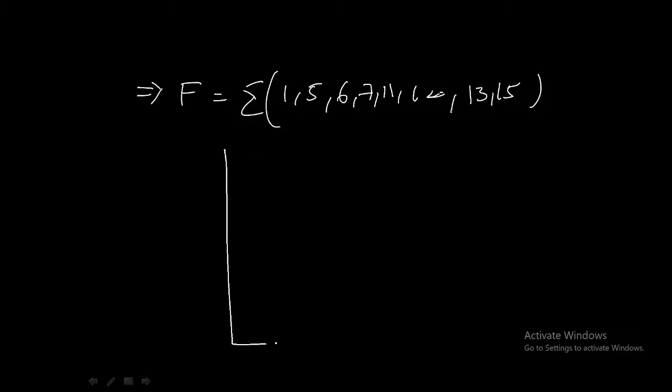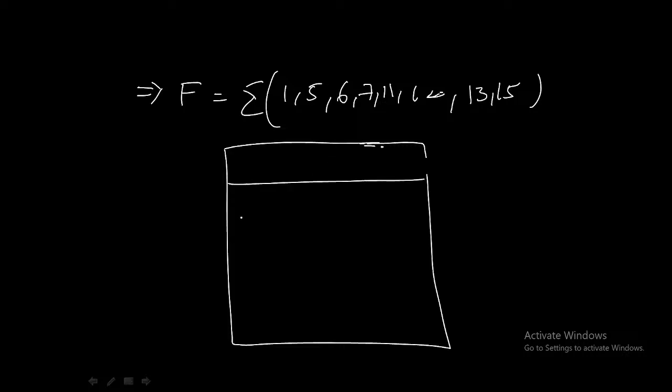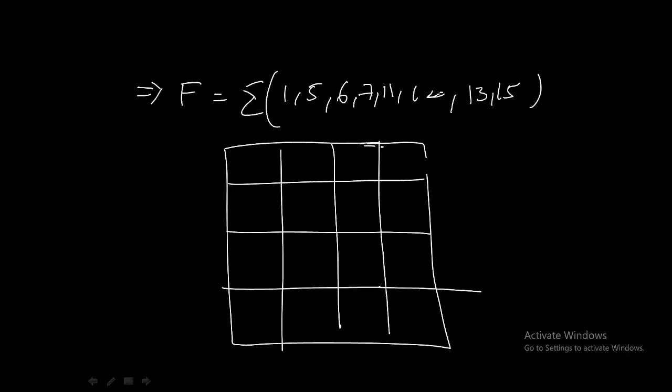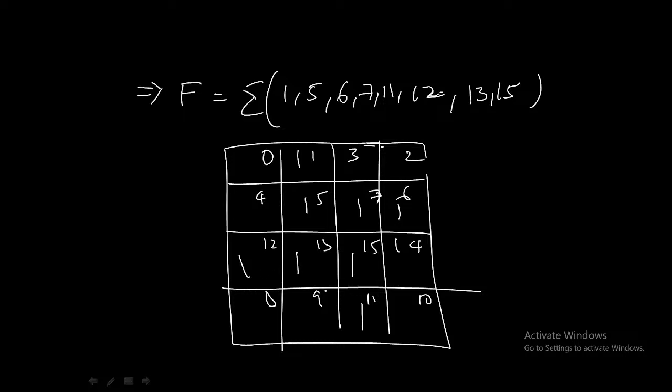Let me draw that K-map. This is 0, 1, 3, 2, 4, 5, 7, 6, 8, 9, 11, 10, 12, 13, 15, 14. Then 1, 5, 6, 7, and 11, 12, 13, 15. So we have the minterms present here.